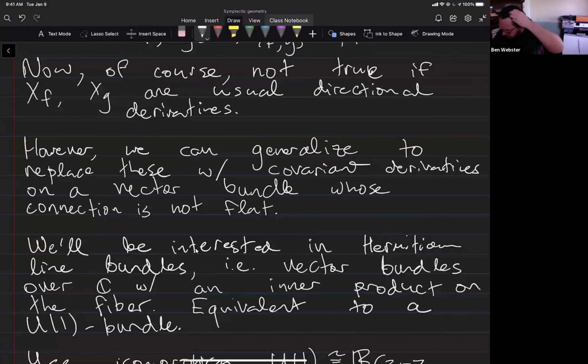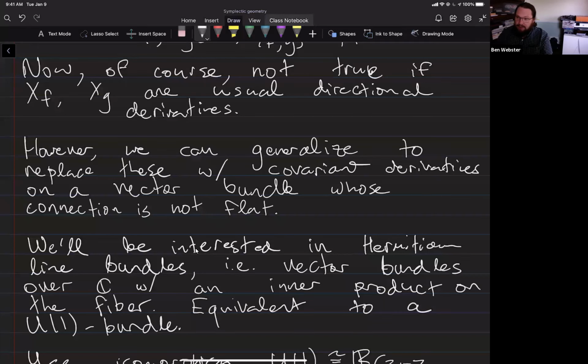So the realm in which we're going to be able to fix this is to look at Hermitian line bundles. So vector bundles whose fibers are copies of C. They're C vector spaces that are one-dimensional. And the Hermitian part means that there's an inner product on the fiber. And such a vector bundle, I can get one, they're in canonical bijection with U1 principal bundles.